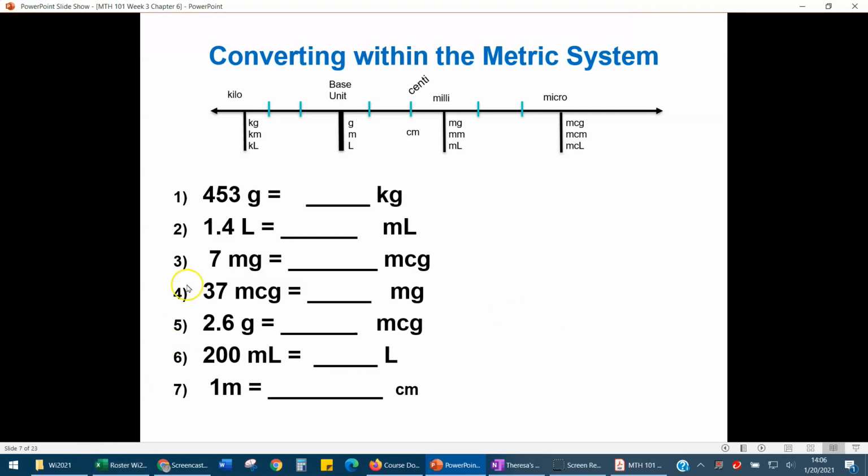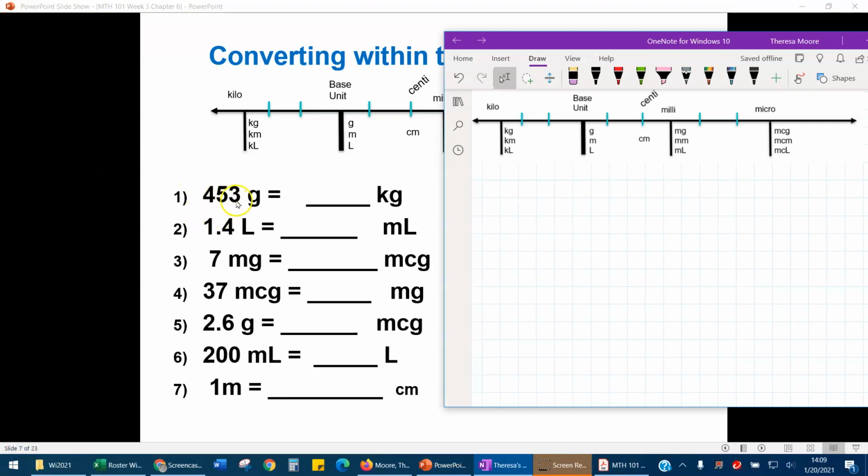Okay, looking at these, we'll do each one at a time. We have 453 grams. Gram is your basic unit, so it would be right here. We're going to kilogram, which is 1, 2, 3 places to the left. So that would be 0.453 kilograms. Or if you don't like jumping spaces, you take 453, divide by 1,000 with your calculator, and you'll get 0.453.